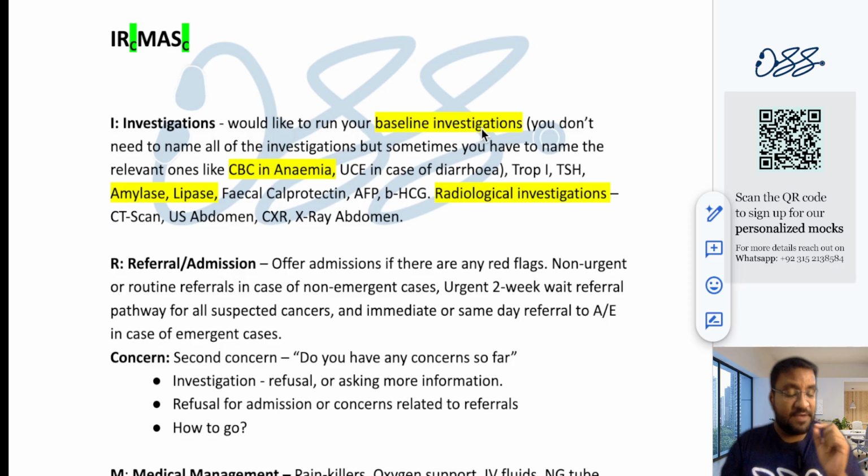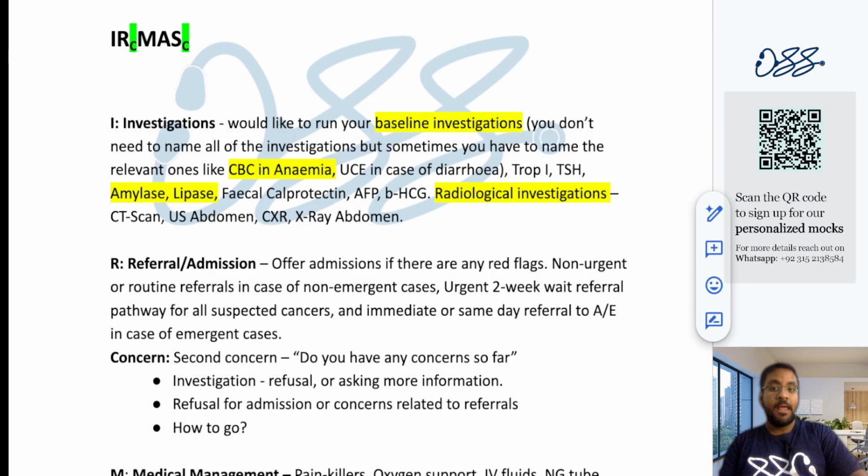This is a very important difference, and many people don't realize that GP surgeries and GP clinics do not have the facility of running investigations. So keep that in mind when you're doing the I part.